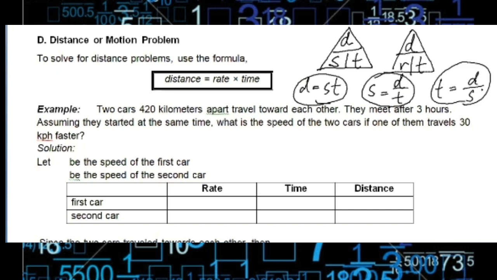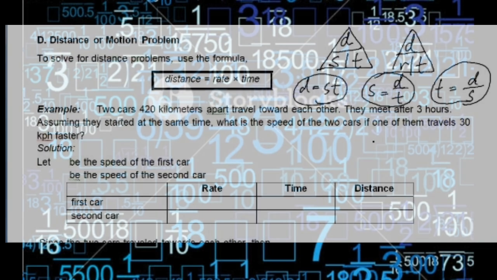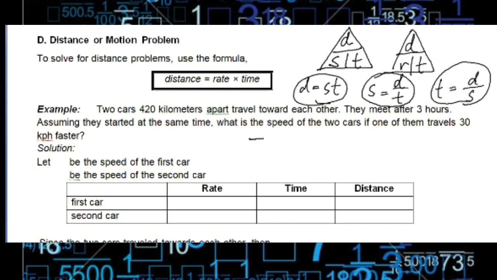I hope you remember. Example, 2 cars 20 kilometers apart travel towards each other. They meet after 3 hours. Assuming they started at the same time, what is the speed of the 2 cars if one of them travels 30 kilometers per hour faster? Meron dalawang kotse.